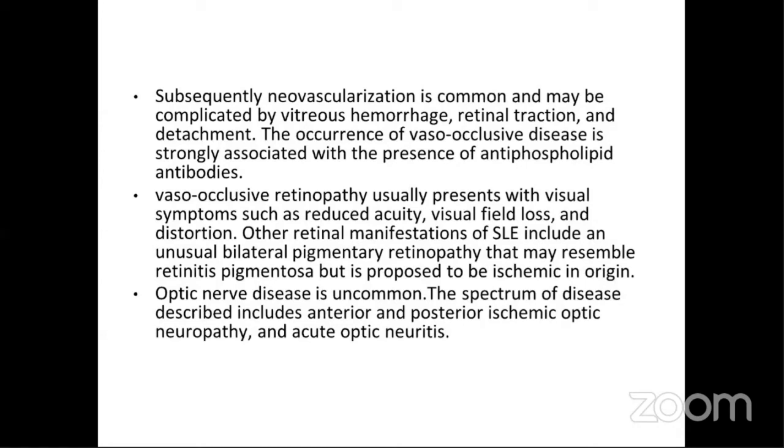Other retinal manifestations of SLE include an unusual bilateral pigmentary retinopathy that may resemble retinitis pigmentosa, but it is proposed to be ischemic in origin. Optic nerve disease is uncommon. The spectrum of disease described includes anterior and posterior ischemic optic neuropathy and acute optic neuritis, which is also a result of ischemia in origin.